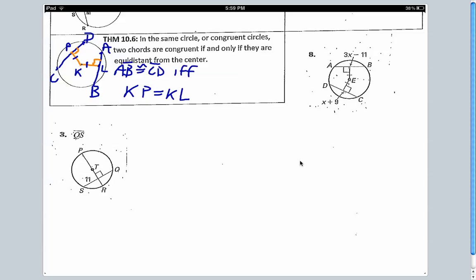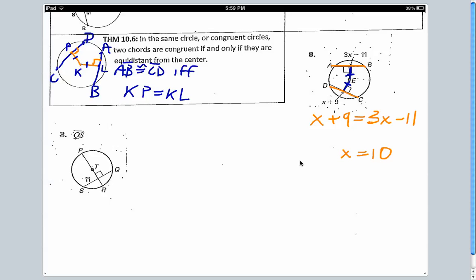Let's move on to the example over here to the right. Number 8. I want to find x. How can I find x? Well, since the distance from E to this chord and the distance from E to AB are the same, those are congruent segments. So I know that these chords are the same. DC is congruent to AB. So to find x, I set these things equal: x plus 9 equals 3x minus 11. You guys, I'm sure, can do the algebra, and you'll figure out that x equals 10.